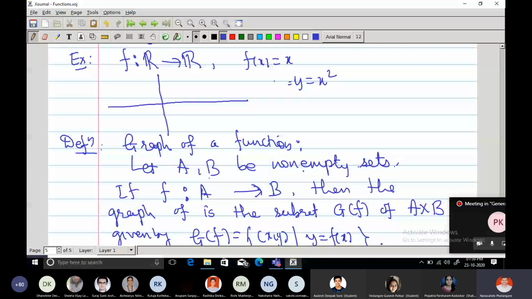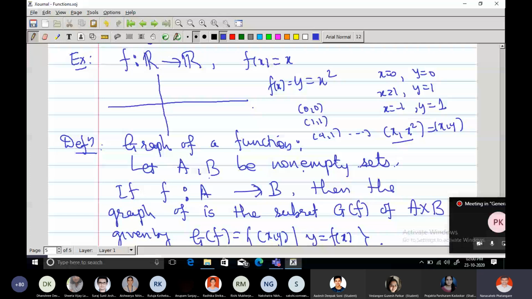You take x is equal to 0 and you find the value of y. You take x is equal to 1, then you find y is equal to 1. If you take x is equal to minus 1, you find y is 1. You plot these points (1, 1), (minus 1, 1). Ultimately, what you are plotting? x and x square. You are looking at the pairs. Then you plot (0, 0), (1, 1), (minus 1, 1), (2, 4), (minus 2, 4), and then you draw the curve like this, and this is the graph of y is equal to x square, right? Do you remember this?